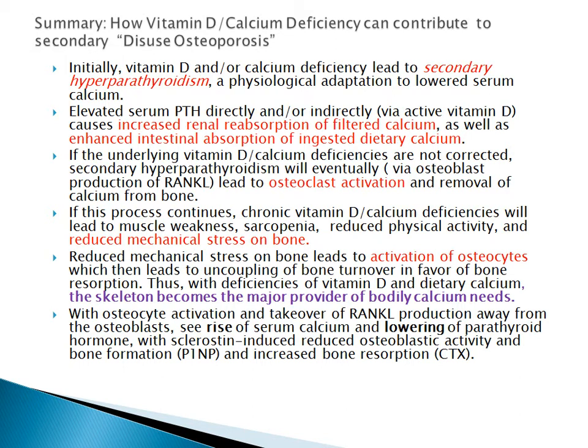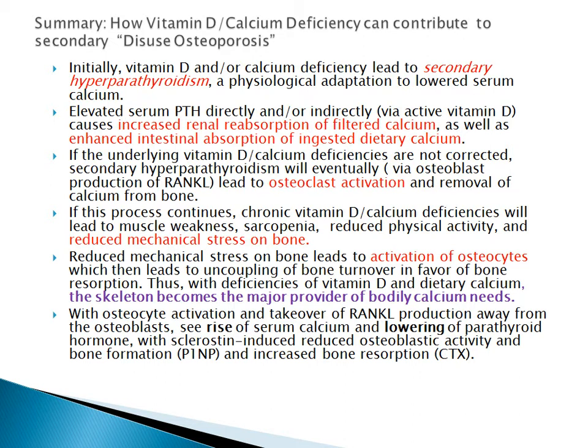If the underlying vitamin D and calcium deficiencies are not corrected, secondary hyperparathyroidism will eventually, via osteoblast production of RANK ligand, lead to osteoclast activation and removal of calcium from bone. If this process continues, chronic vitamin D and calcium deficiencies will lead to muscle weakness and sarcopenia, reduced physical activity, and reduced mechanical stress on bone. And once the mechanical stress on bone is reduced, this leads to activation of osteocytes, which then leads to uncoupling of bone turnover in favor of bone resorption.